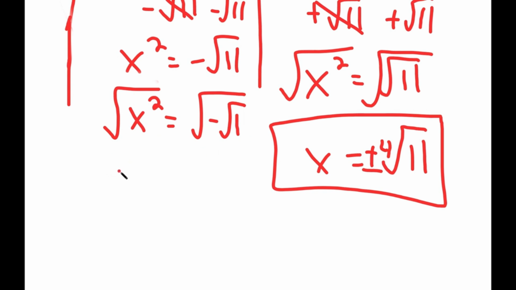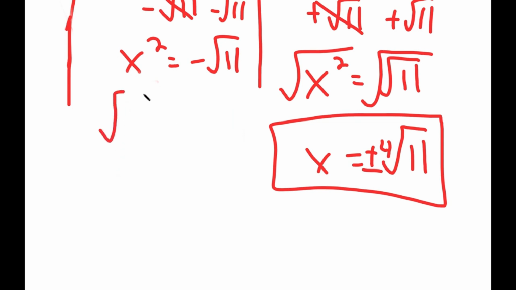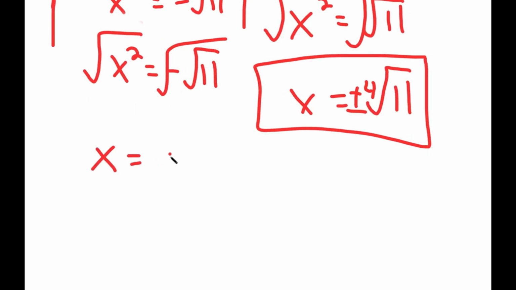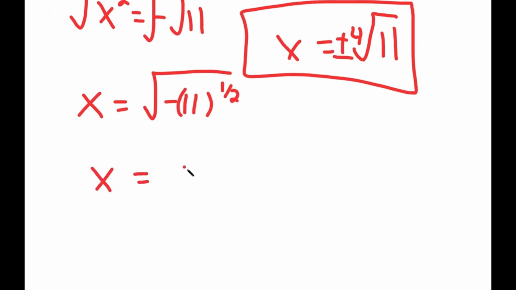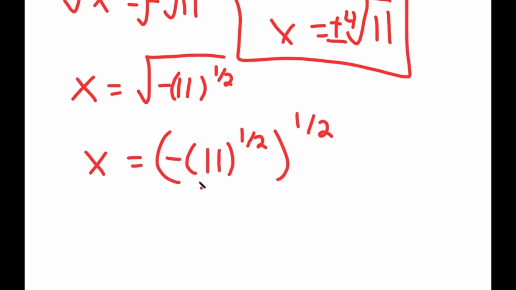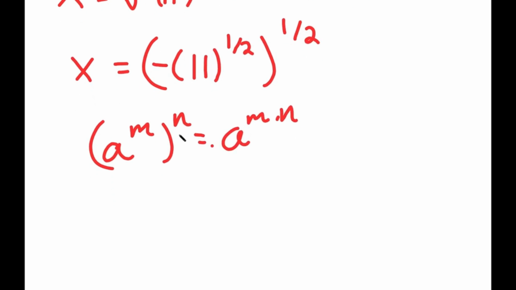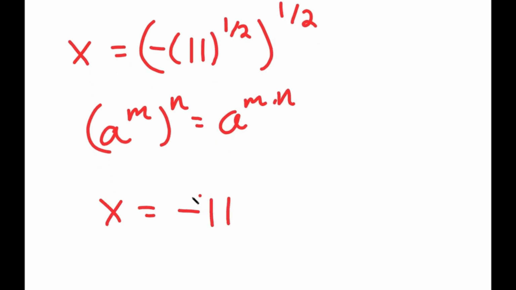So now if I take the square root on both sides, I get the square root of x squared is equal to the square root of negative square root of 11, which I can rewrite as x is equal to the square root of negative 11 to the power of 1/2, which is equal to (negative 11 to the power of 1/2) to the power of 1/2. And if I have something in the form (a to the power of m) to the power of n, this is equal to a to the power of m times n. So 1/2 times 1/2 is 1/4. So I get x is equal to negative 11 to the power of 1/4.